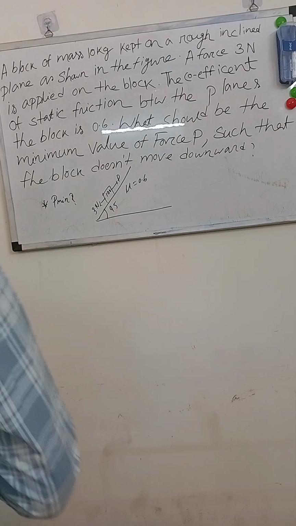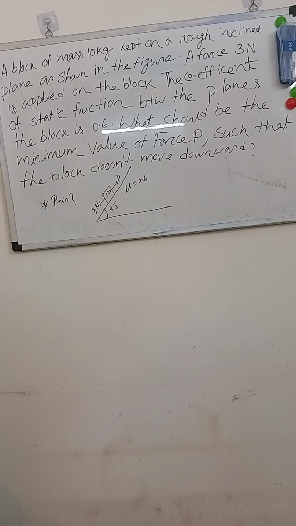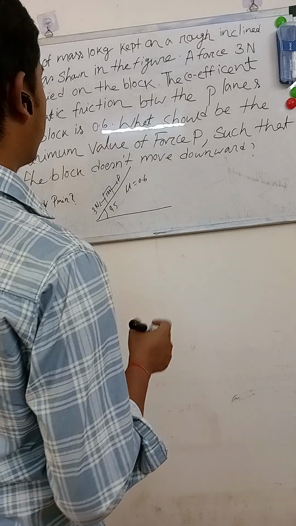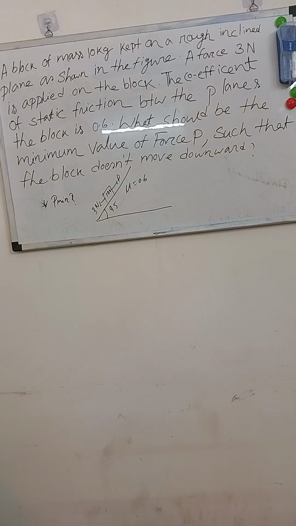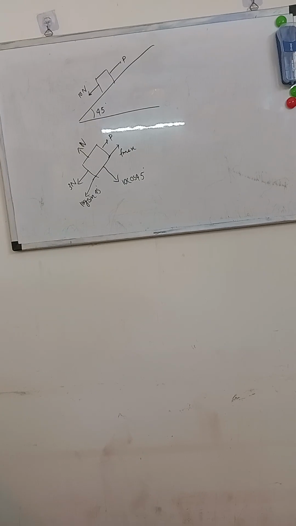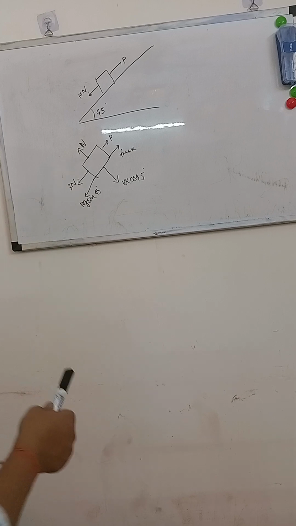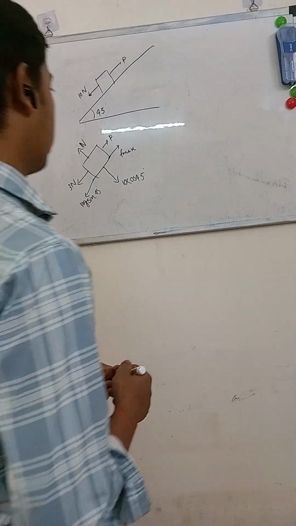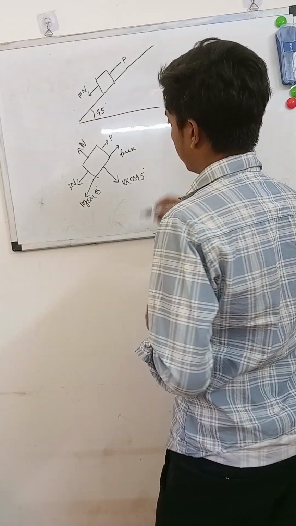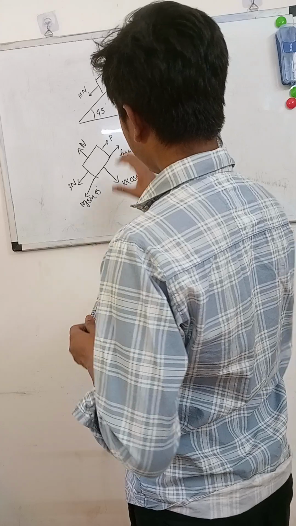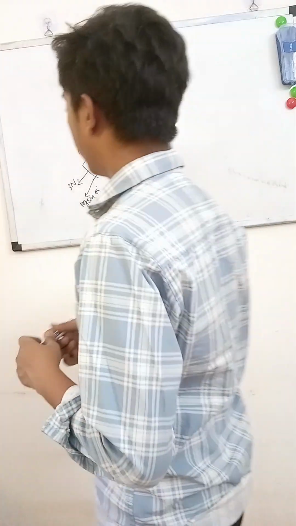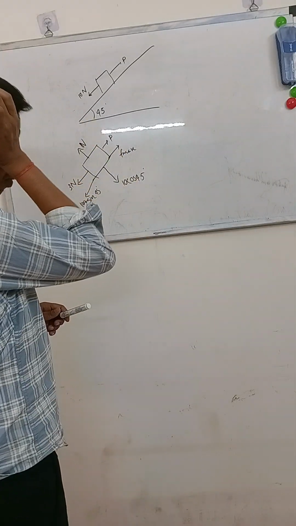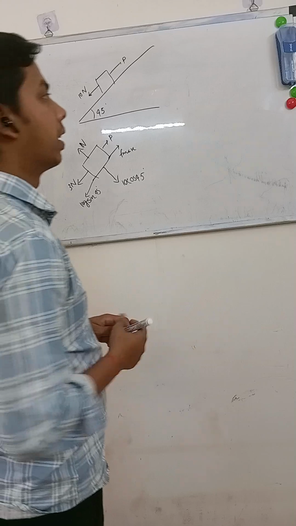Okay. Now we'll draw the FBD, all the forces applied on the box, 10 kg, then we will solve the question. So now you can see I have drawn all the forces acting on the body. If we apply the equilibrium, we can find some equation and after that we can solve it.